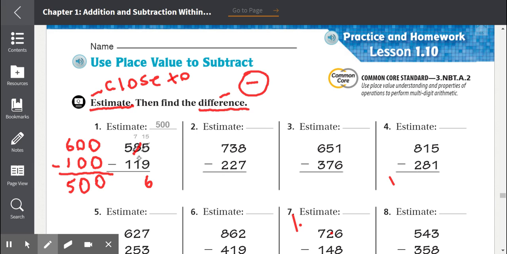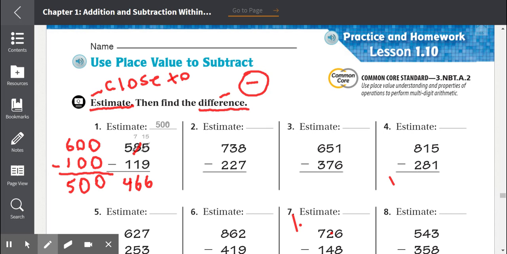15 minus 9, we get 6. Now we go to the tens place. It's no longer 8 minus 1. It is 7 minus 1. 7 minus 1 is 6. And in the hundreds place, 5 minus 1 is 4. So our exact answer is 466, but our estimate was 500.